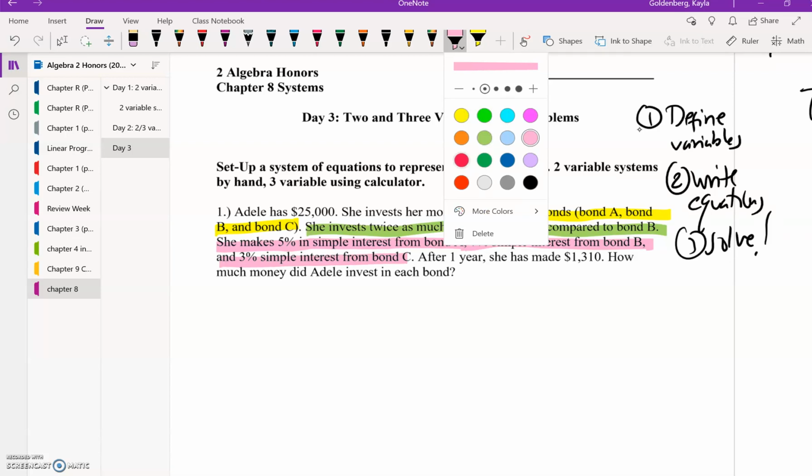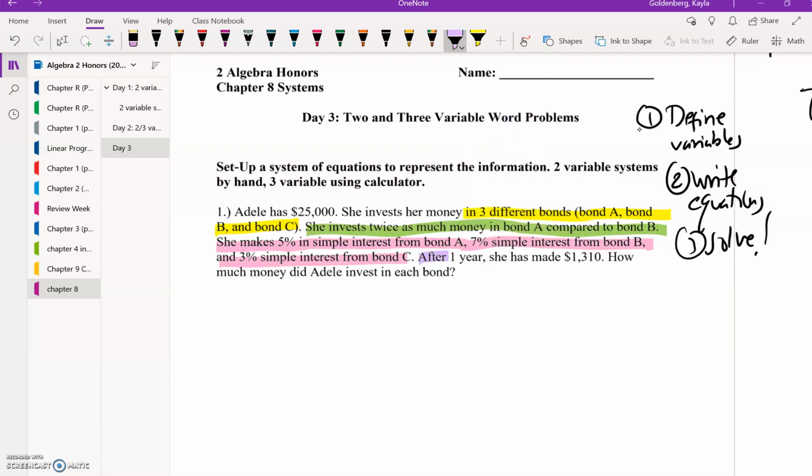Let's see, I have not used purple. After 1 year, she has made $3,110. How much money did Adele have in each bond? And the really nice thing is that last sentence, they're telling us what our variables are.